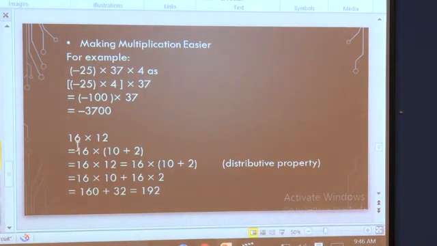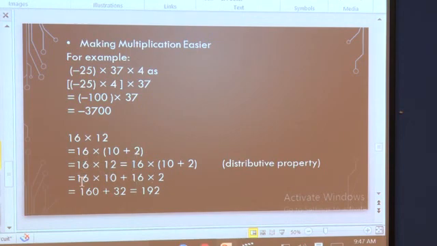Now, we will go for one more example, which will again show you how to do the multiplication very easily. Here we have 16 multiplied by 12. How do you write 12 in the expanded form? Yes, it is 10 plus 2. So again we will use the distributive property and do the multiplication here. 16 will be multiplied once by the 10 and once by the 2. So 16 multiplied by 10 plus 16 multiplied by 2.